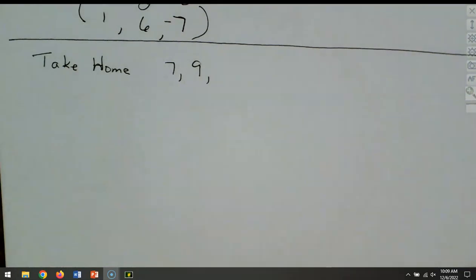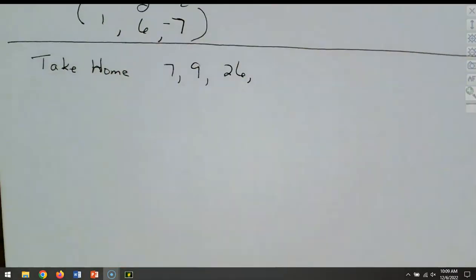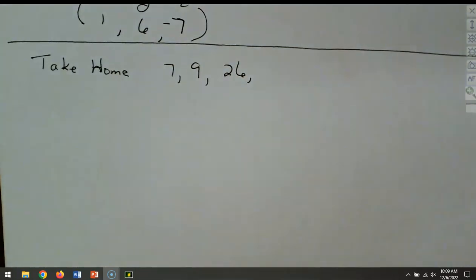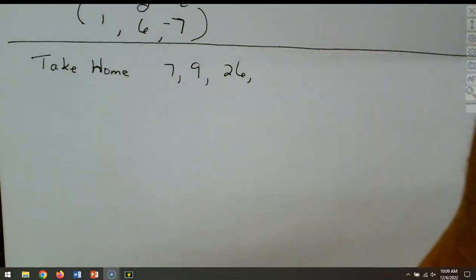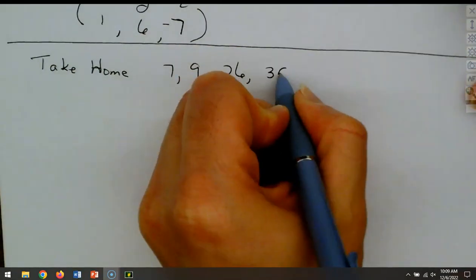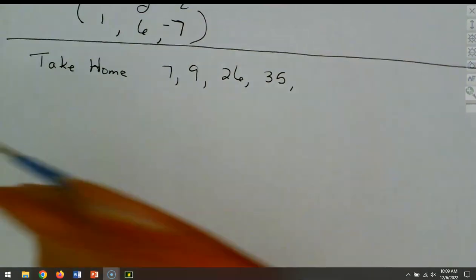Did we have any others to look at and go over today? 26. Sure, 26. Okay. And that one, we haven't really talked about that, but that one's going to have to be reverse FOILed out. 35. Yep, sure. 35 as well. Okay. And 40. That should take up most of the class period.